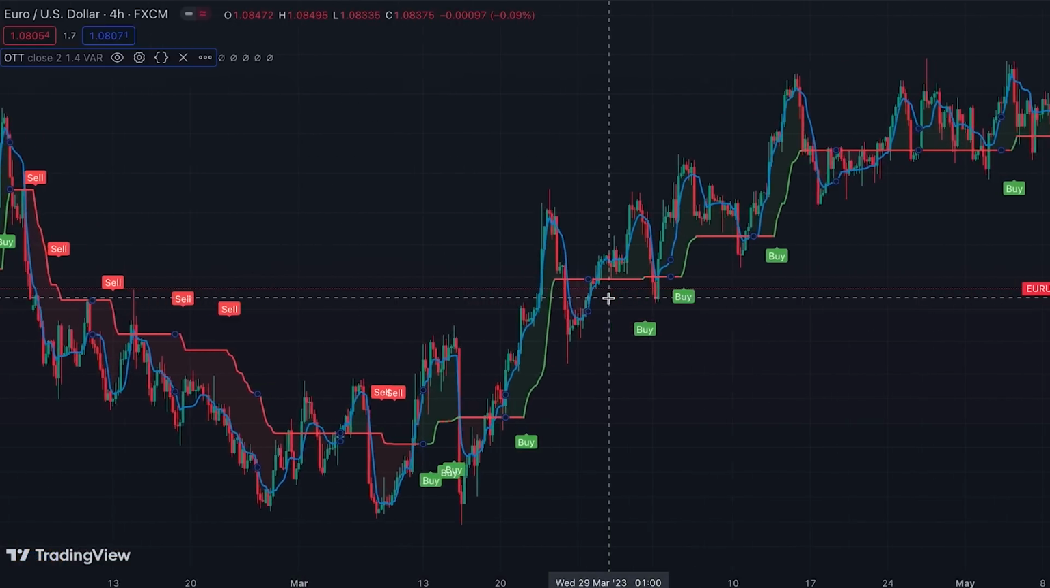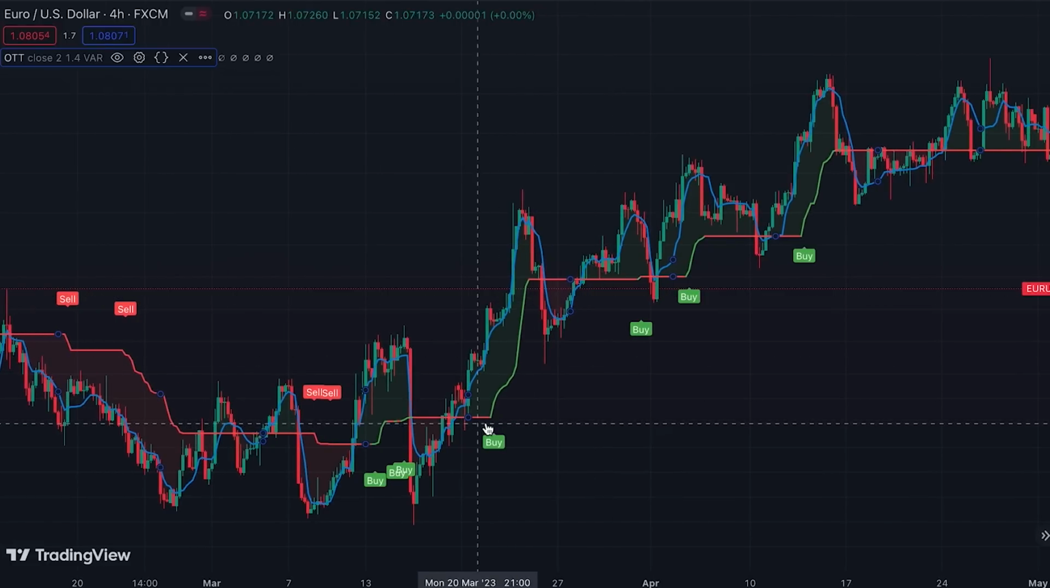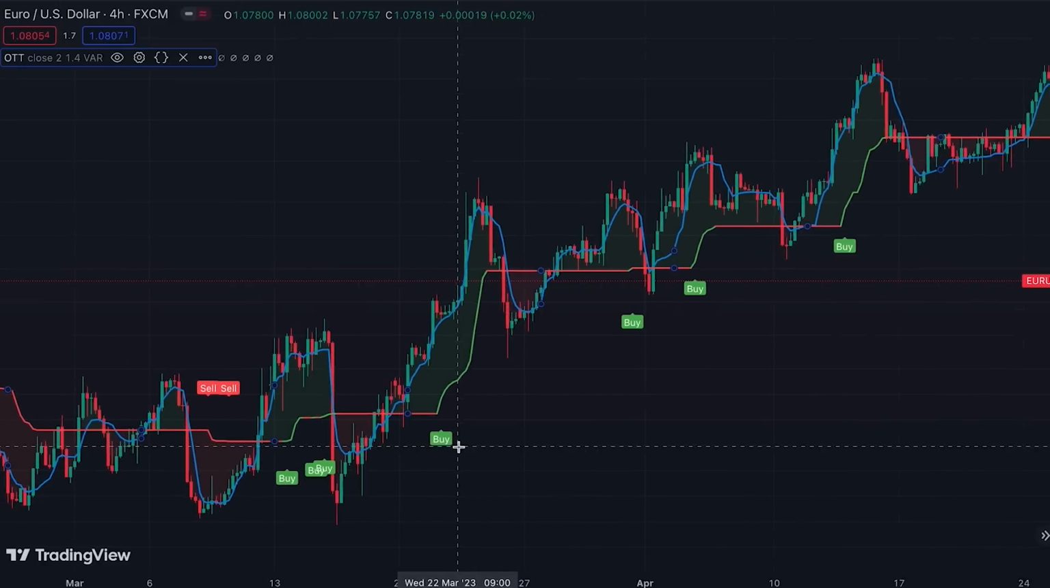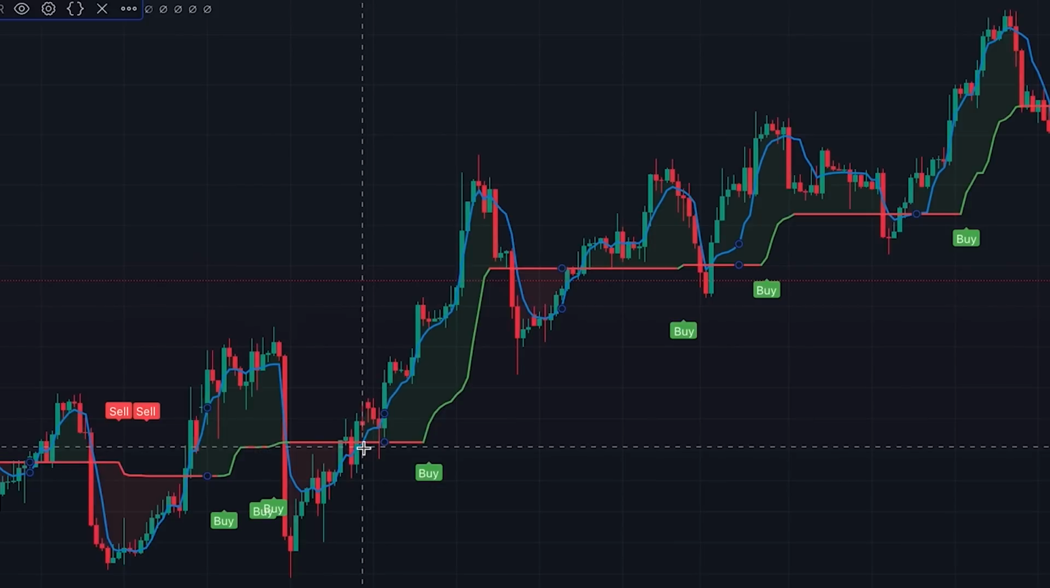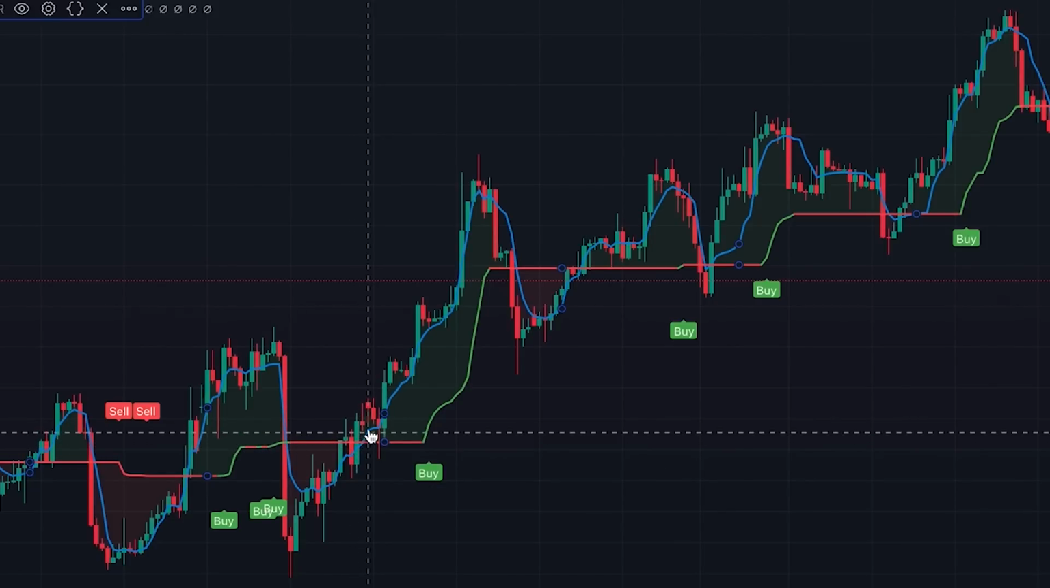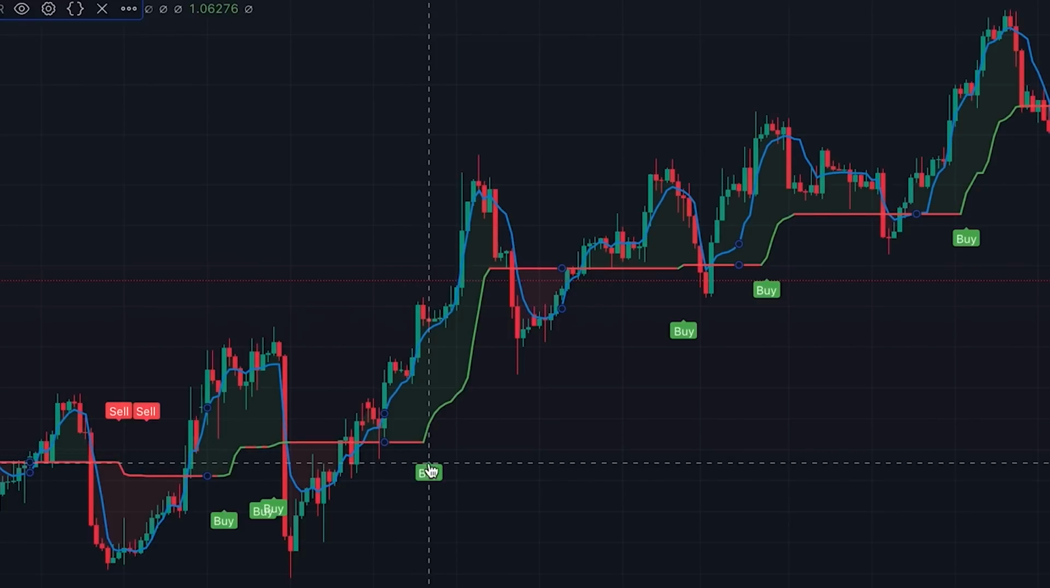And one bad point about these buy-sell signals based on OTT color change is that they are much later than the OTT and support line crossover. For example, here you can see that the support line crossed above the OTT line at this point, giving us a buy signal, but the OTT color change gave us the signal here at this point. And because of this late signal, sometimes they lose their effectiveness.